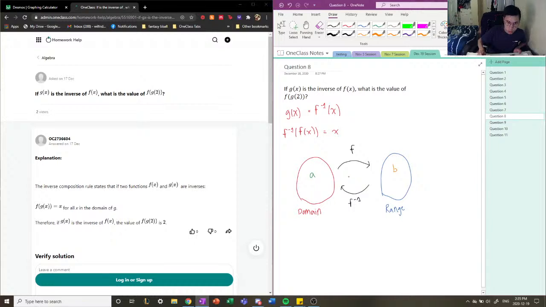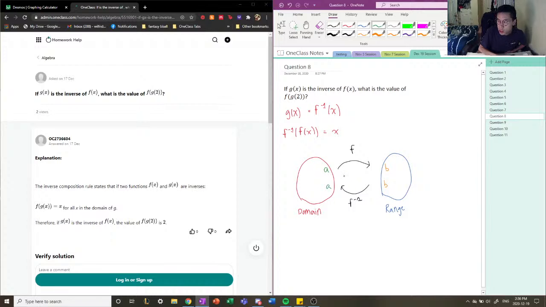So maybe I should do something more like this. Our function takes a and maps it to b. Then our inverse function takes b and maps it back to a. Another thing to note is that I described this before, but I'm going to describe it more in depth now: the range of the original function is the domain of the inverse function, and the domain of the original function is the range of the inverse function. Okay, so that's something that we need to be aware of.